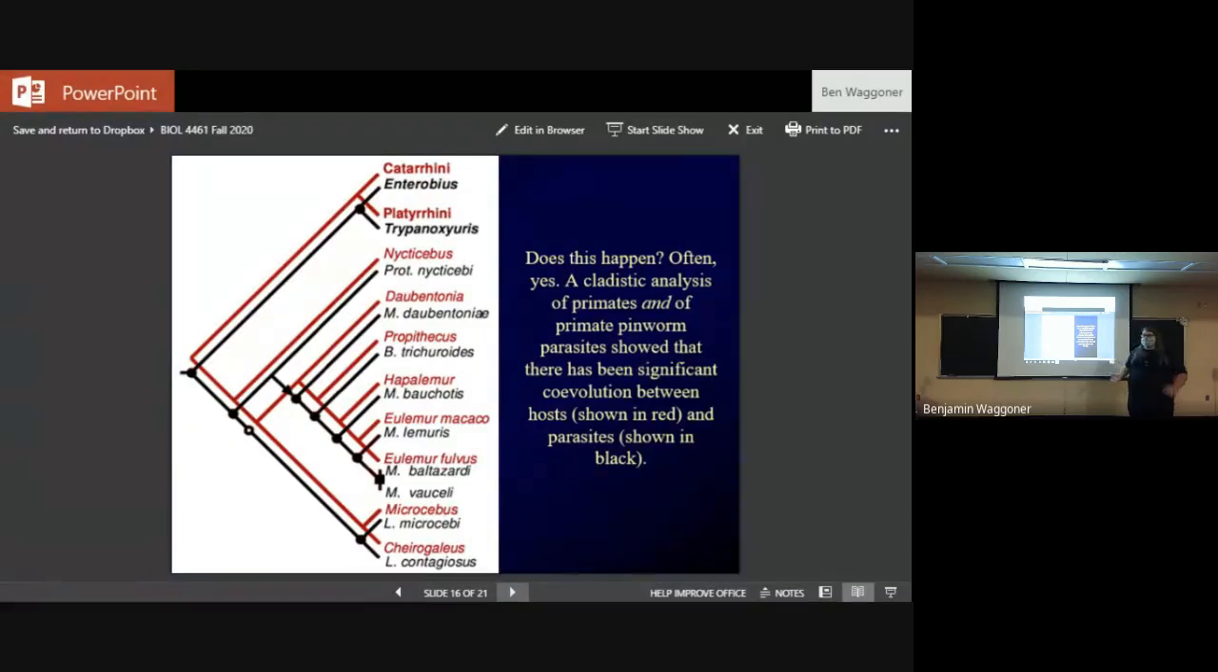It's a monoxenous parasite. And we get Enterobius vermicularis. Our close kin, the chimps and the gorillas, get Enterobius as well. Platyrrhini, that's the South American monkeys, get parasites in a closely related genus, Trypanoxyuris. And Old World monkeys and New World monkeys are each other's closest kin. And the parasites Enterobius and Trypanoxyuris are each other's closest kin.